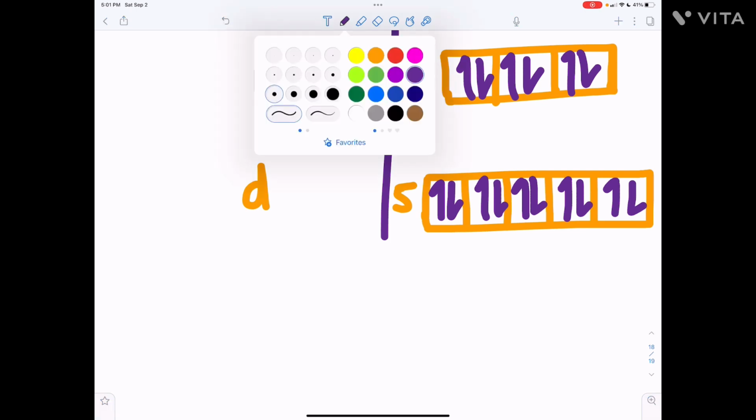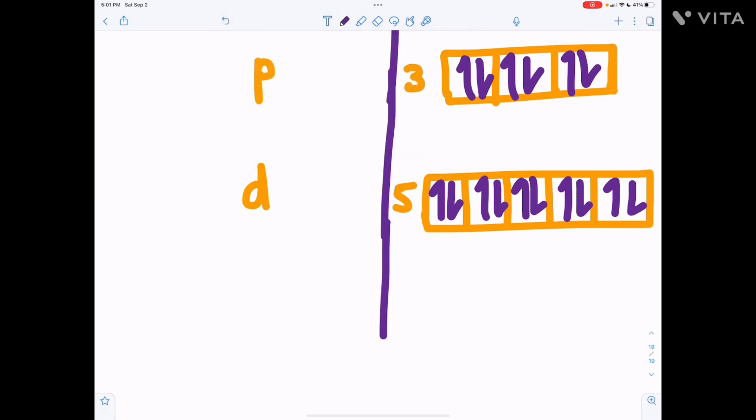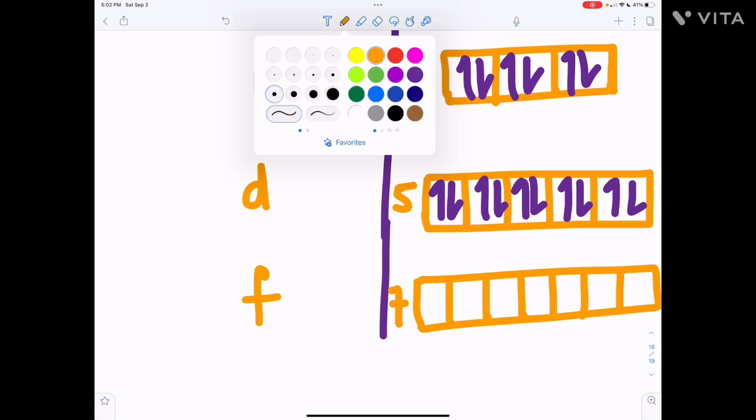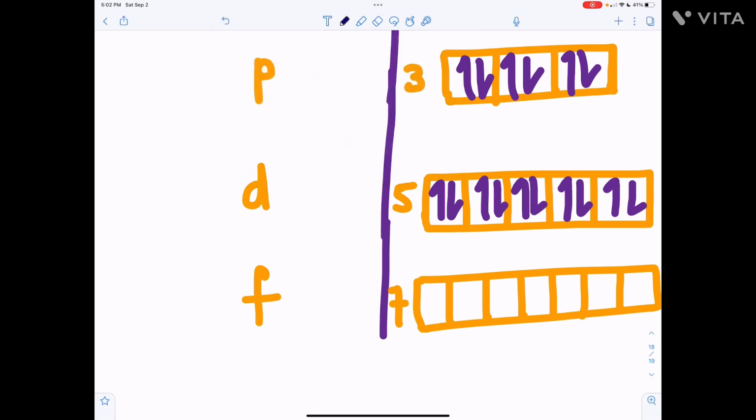So let's go to the next subshell. Any f subshell, we have 7 orbitals. 7 orbitals, and it can take a maximum of 14 electrons. 1, 2, 3, 4, 5, 6, 7. So any f subshell can take a maximum of what?